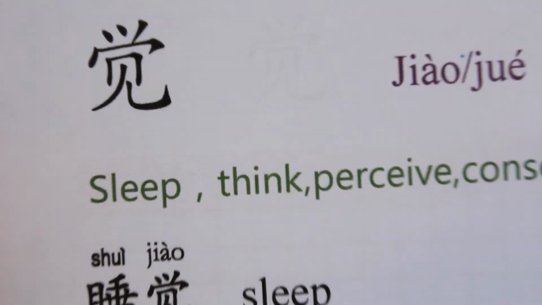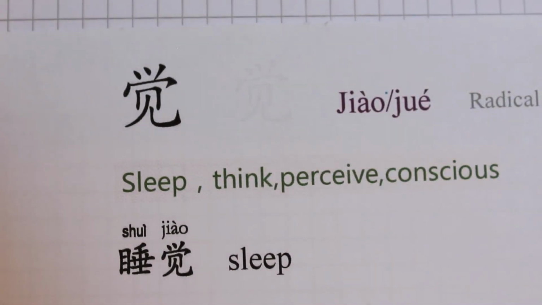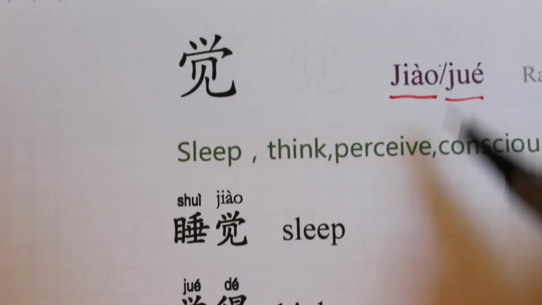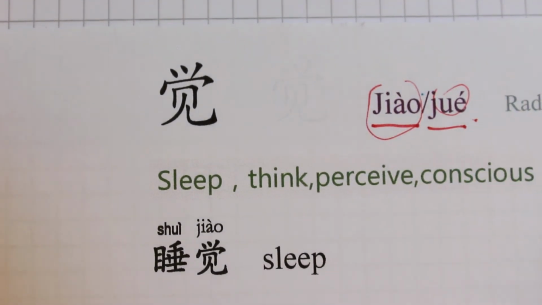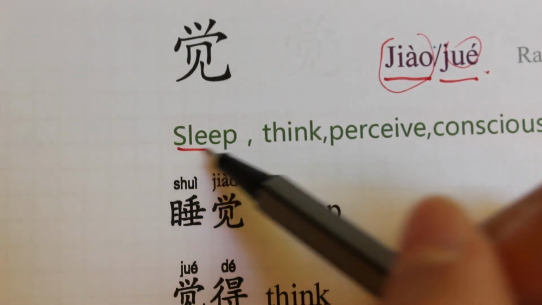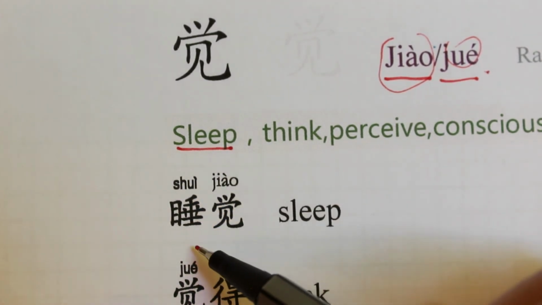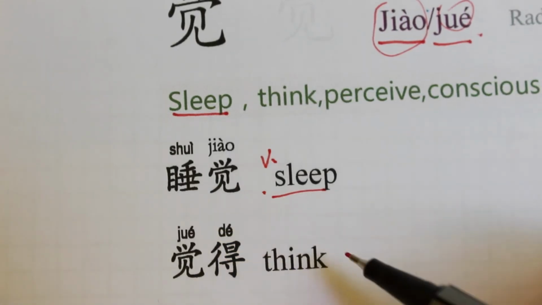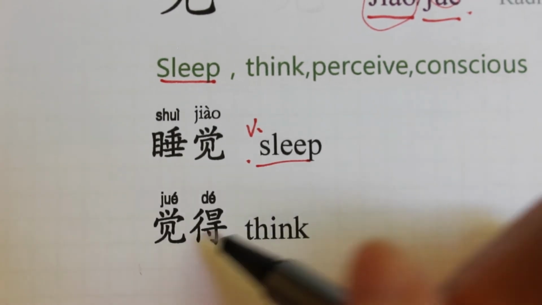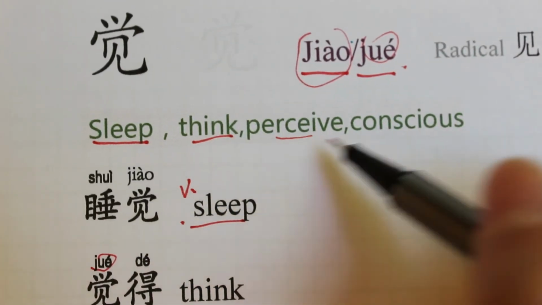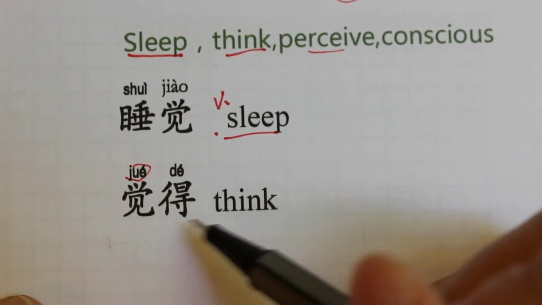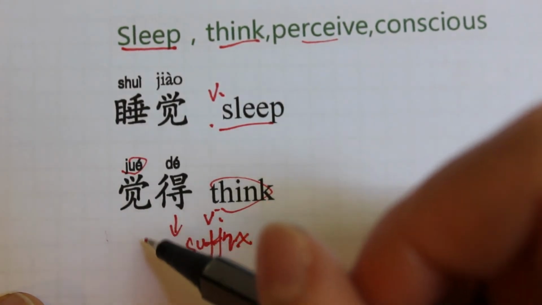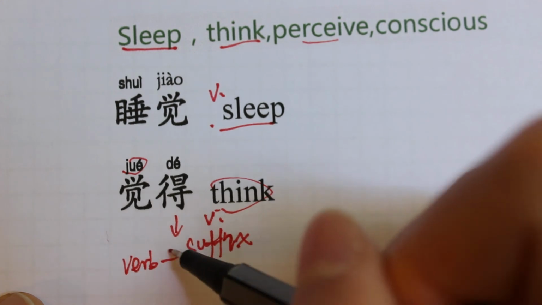And the last one today is 觉. Actually, it has two pronunciations. The first pronunciation is jiào and the next is jué. When you pronounce it differently, it has different meanings. So when you pronounce jiào, it means sleep. Here is a word, 睡觉, meaning sleep. It's a verb. And the next, when you pronounce jué, it means think, perceive, or conscious. So 觉得 means think. It's a verb. 得 here is just a suffix after a verb.